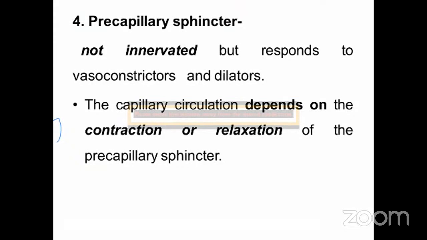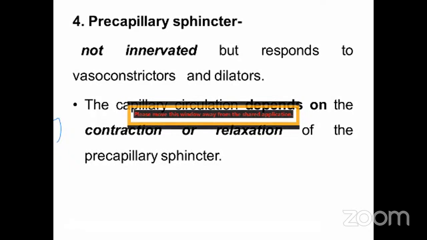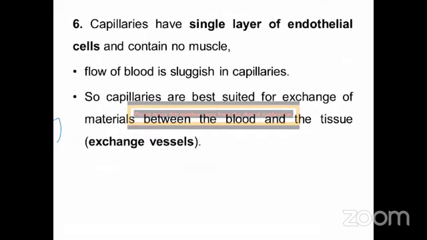Capillary sphincters are present, that is, precapillary sphincters. A lining of smooth muscle is present at the beginning of the capillaries. It is called a precapillary sphincter. Though these are not innervated by the sympathetics, because of this precapillary sphincter they respond to vasodilators or vasoconstrictors. Contraction and relaxation occur because of the presence of this sphincter.